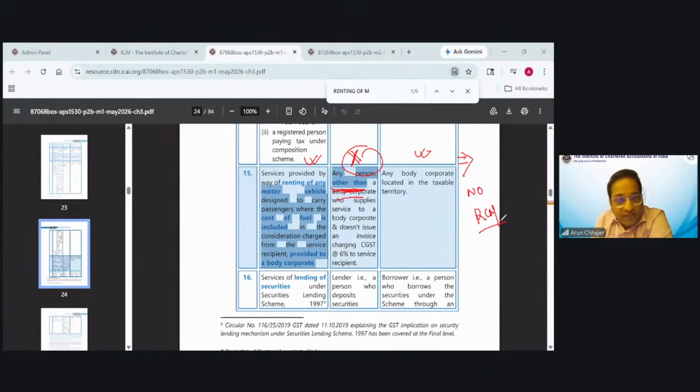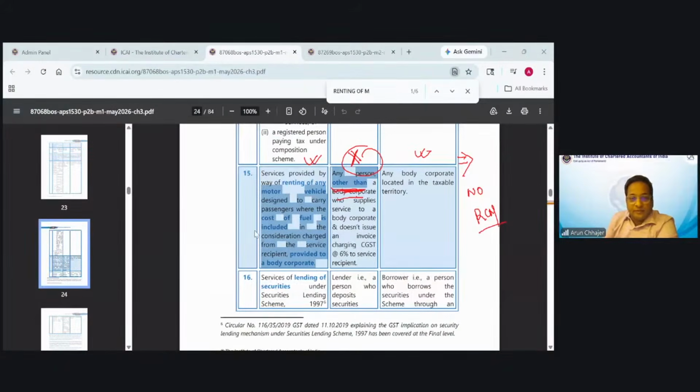You can unmute yourself and ask if you like to. Would you like to ask? If the supplier is other than body corporate, let's say it is an individual or a partnership firm, in that case, I do agree, then the company recipient will pay the tax under RCM. Is it clear? Shall I move? Fine. Thank you. No problem. Great, so at least we have the clarity.